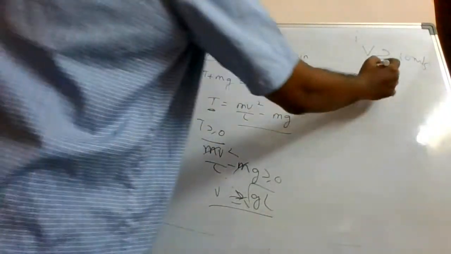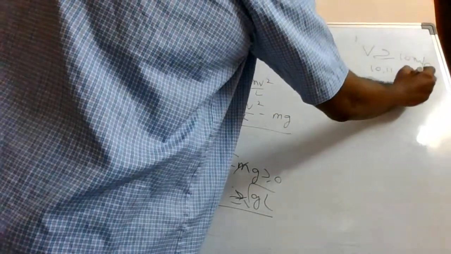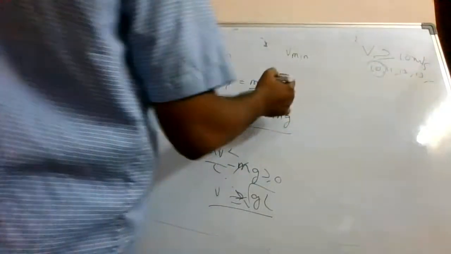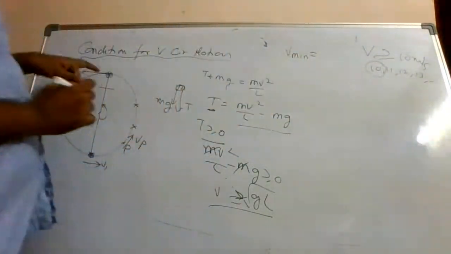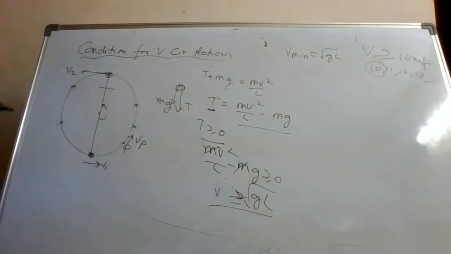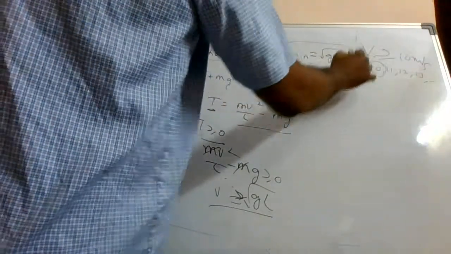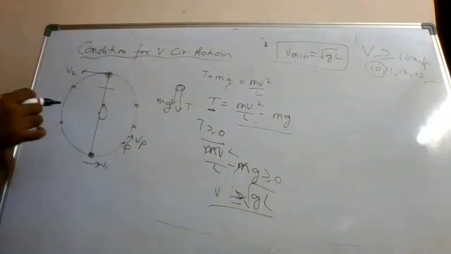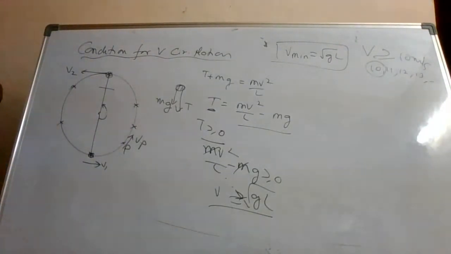That means V can be 10, V can be 11, V can be 12, V can be 13, and so on. What is the minimum value? So V minimum at this top position is root over GL. So this condition you should understand. If V is more than this value, the circular motion will continue. Otherwise it will not continue.